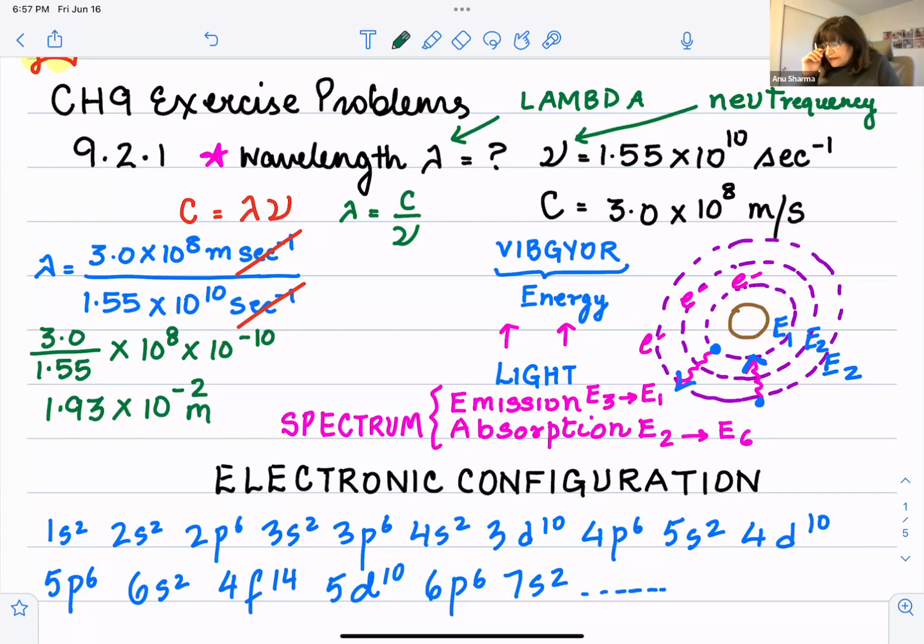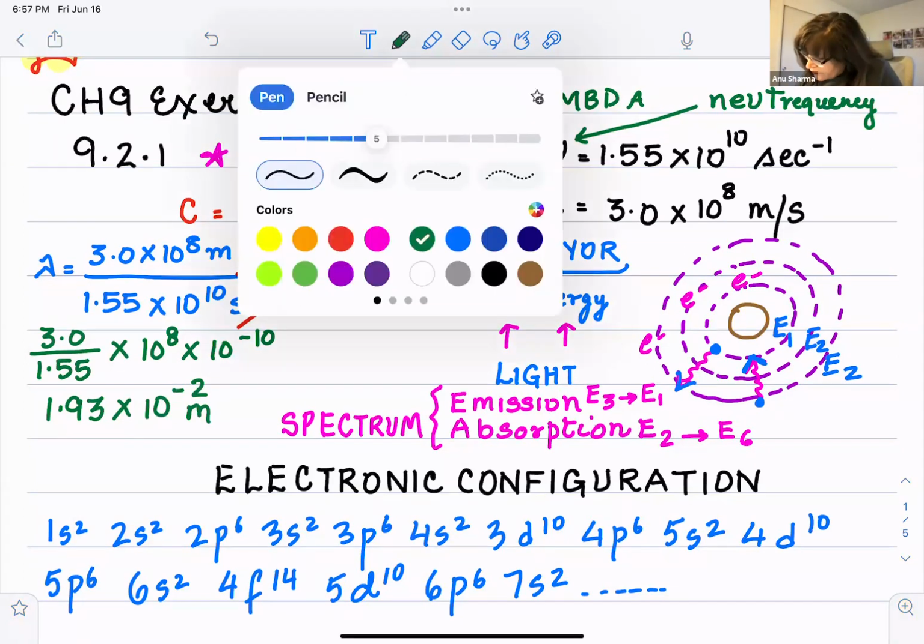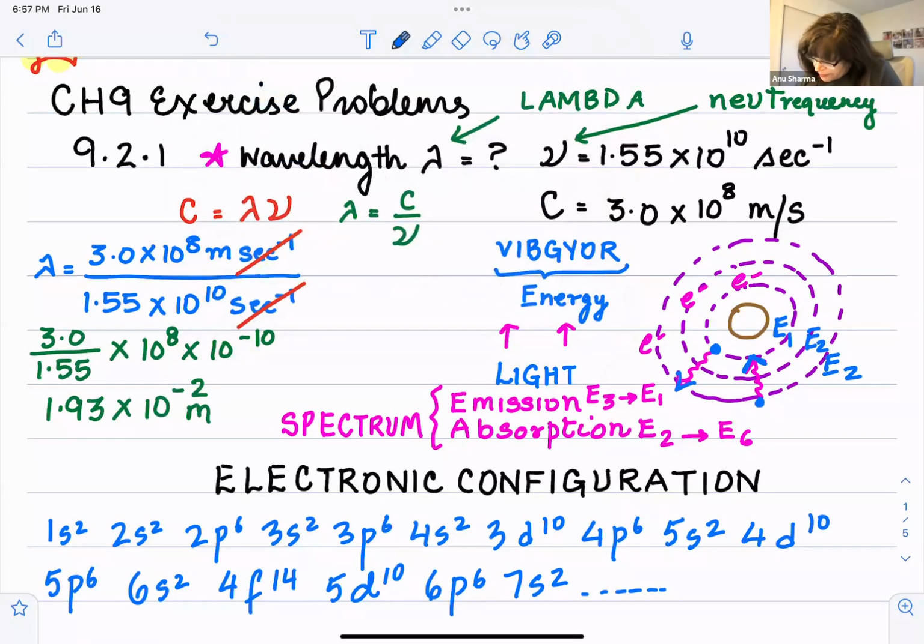So that is one way you can write this answer, or another way is that you can move the decimal. If they wanted a complete number, then you can move the decimal and you can get the other answer, which would be 0.0193 meters. Yeah, generally wavelengths are in meters. So that's what it is.